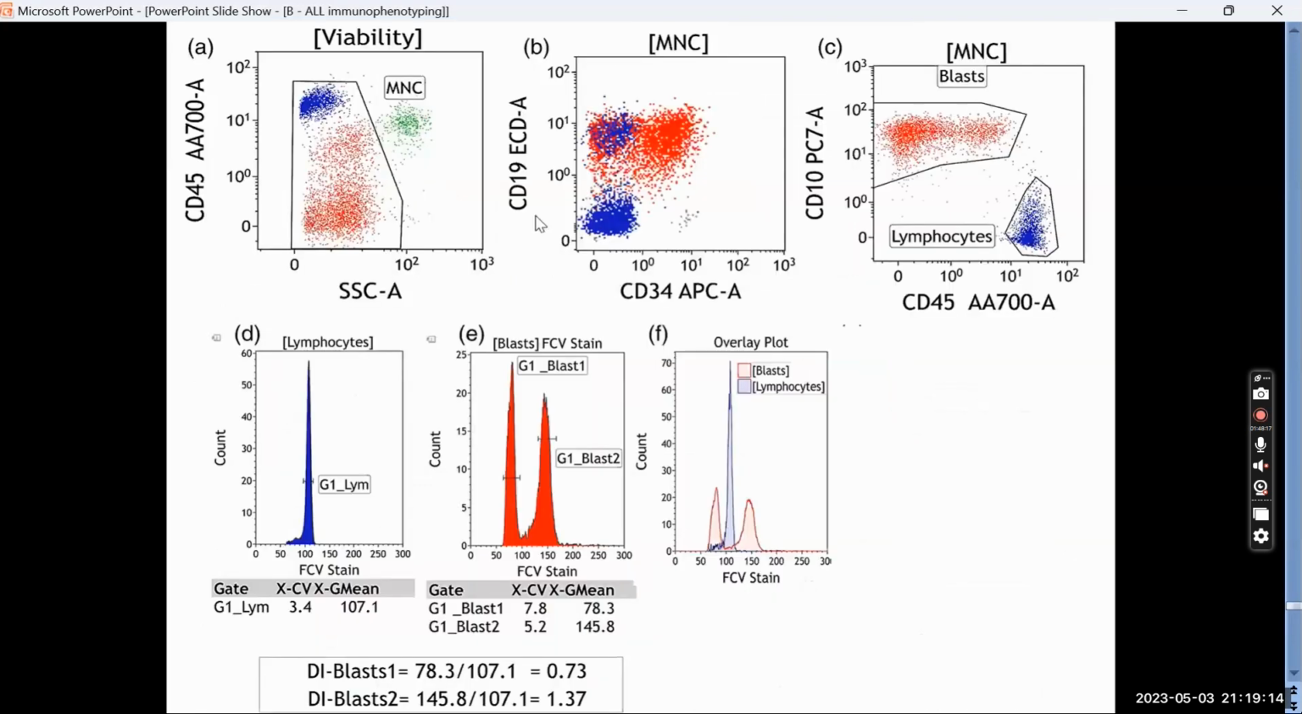And again, this is how you get it. You get the blast, you get the lymphocytes. See the expression of FxCycle Violet, and then divide the expression in blast by the expression in lymphocytes. Greater than 1, hyperdiploid. 1, diploid. Lower than 1, it is hypodiploid.